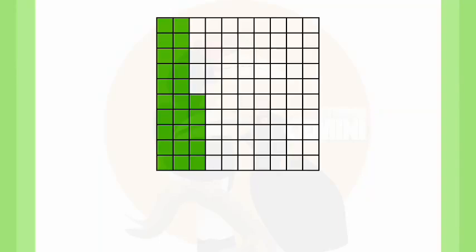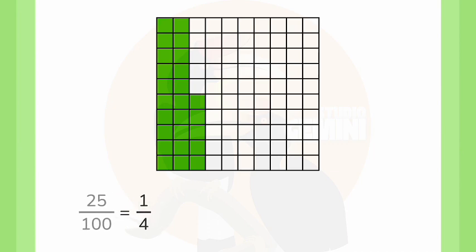Hi, look at this model. What number does it represent? There are a total of 100 squares, so each square represents 1/100th. Since 25 of them are shaded in, this represents 25 out of 100, or the fraction 25 hundredths. This fraction can be simplified to 1/4.